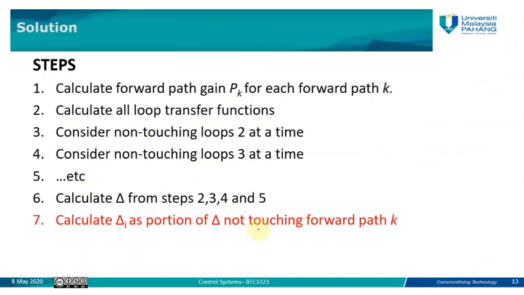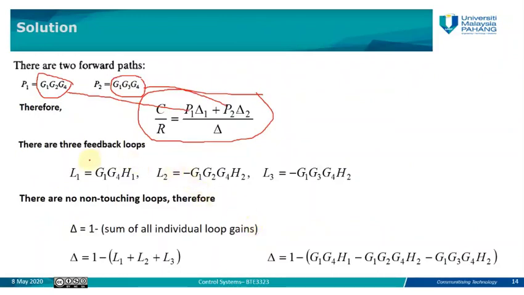So you can see these are the three loops that we have. Loop number 1 is G1, G4, H1. Loop number 2 is negative G1, G2, G4, H2. Loop number 3 is the same as number 2, with the only difference being G3 instead of G2, because they have common nodes. So this is the gain of the loops.